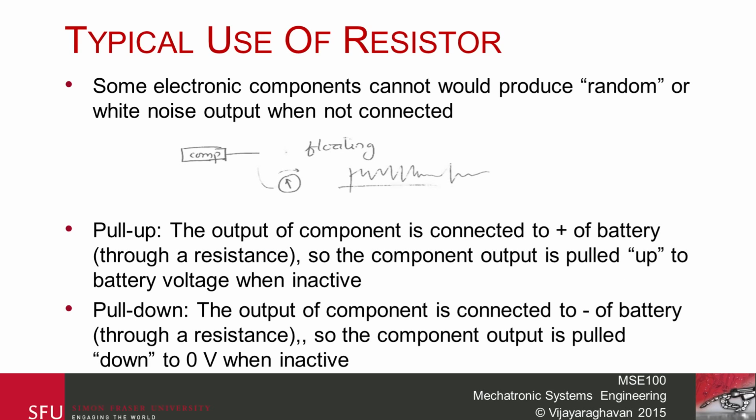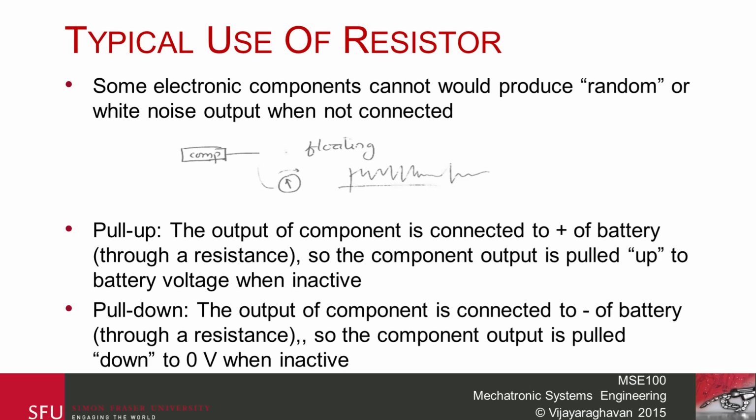The other use of resistance is to pull up or pull down lines in our electronic circuits. This would be given in the data sheet, and they tell you to use a pull up or a pull down resistance of so many ohms or so many kilo ohms. What typically happens is when we have an electronic component like this, if there is nothing connected, it's sometimes known as a floating terminal, which basically means that there is nothing connected, and the output is going to be random noise.